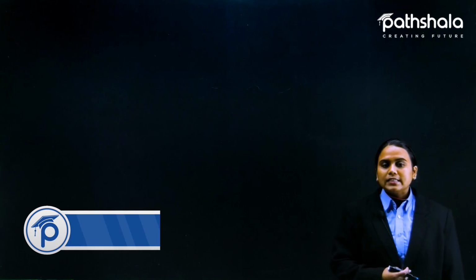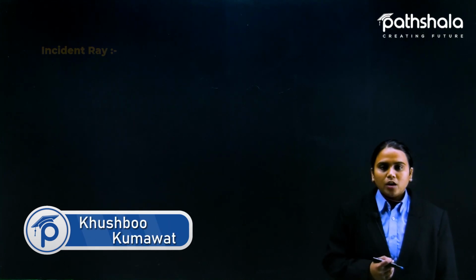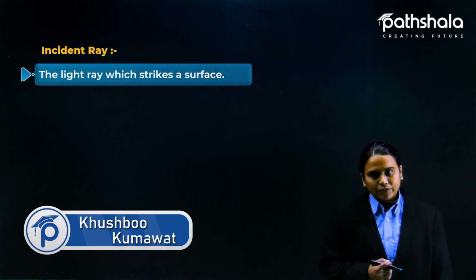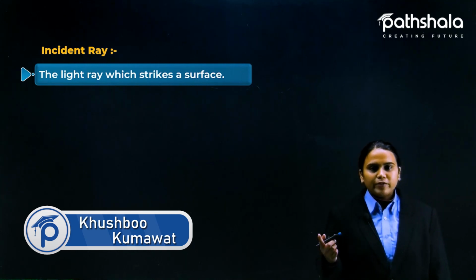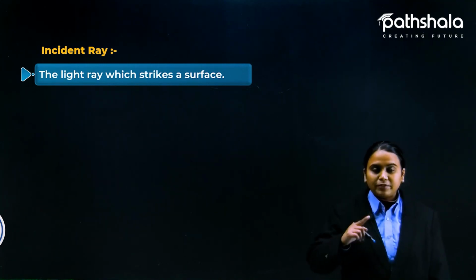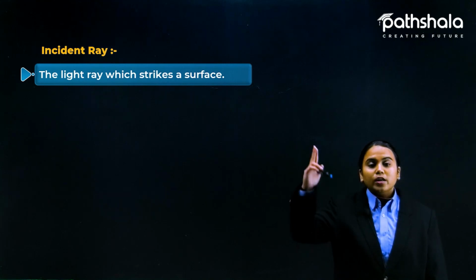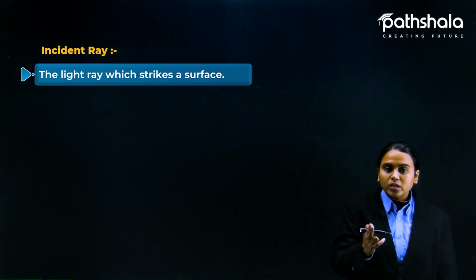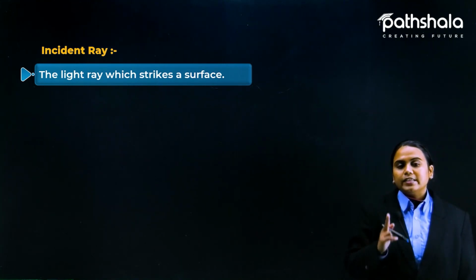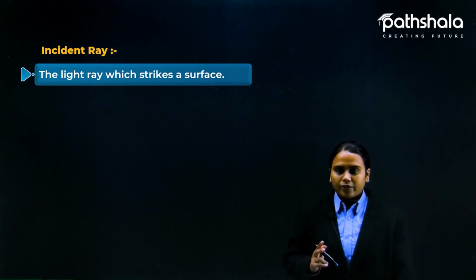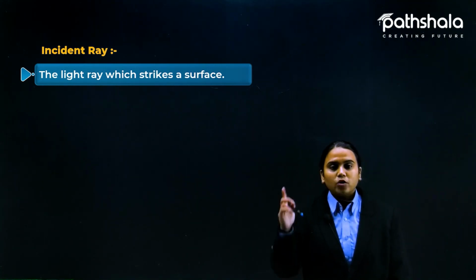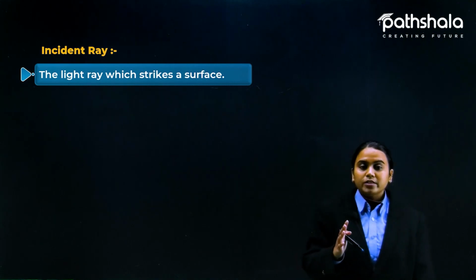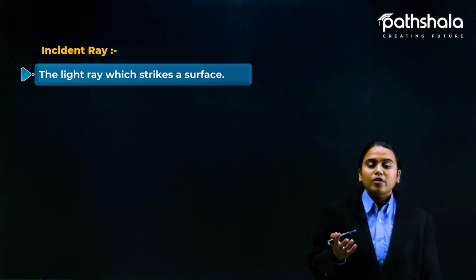Now students, let us see the terminologies one by one. Here is the incident ray. The incident ray is the light ray which strikes the surface. As we have seen in the diagram also, the light that is coming from the source and striking on the surface is known as the incident ray. So here is the definition part. You need to learn these definitions because they might be asked in your exams.